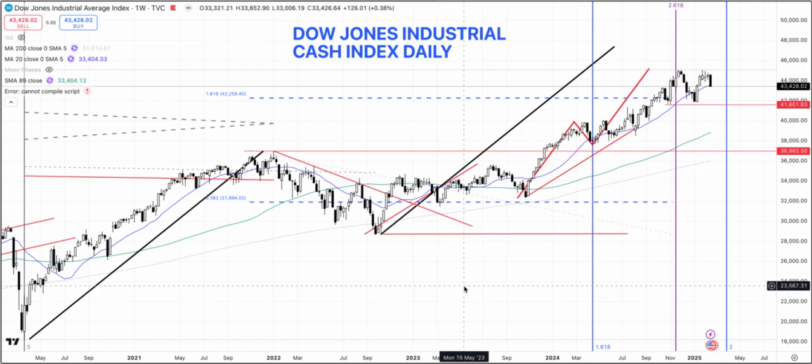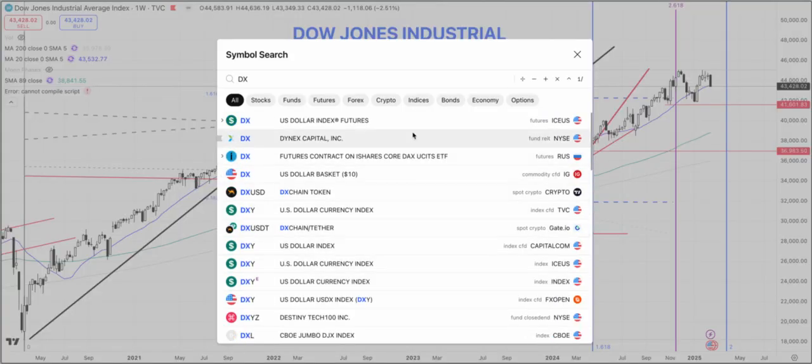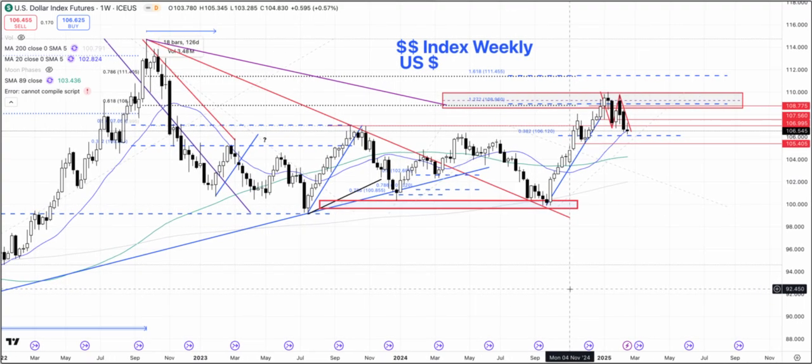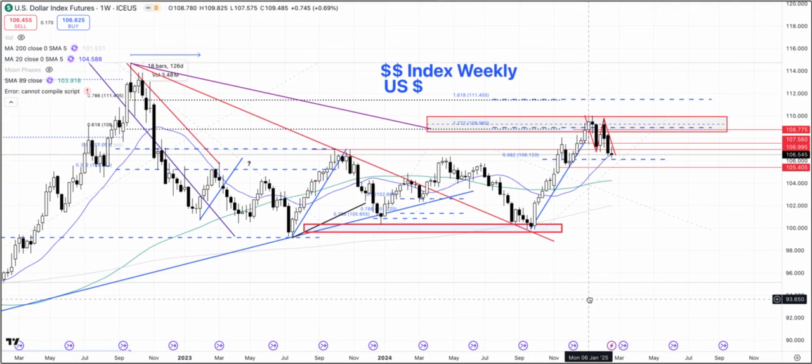Now let's take a look at the key markets. So we'll start by taking a look at the US dollar. This is the weekly chart of the US dollar, and what we discussed last week in the video, it went right into the zone we were watching for, and now what it's doing is more of an ABCD pullback right here. It's possible it could go to 106.10 on the weekly chart.